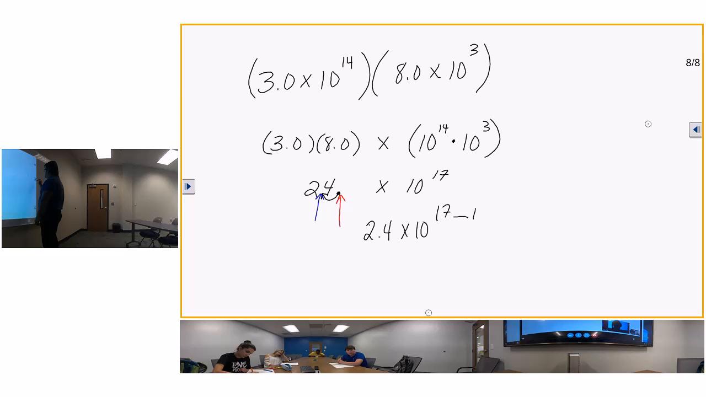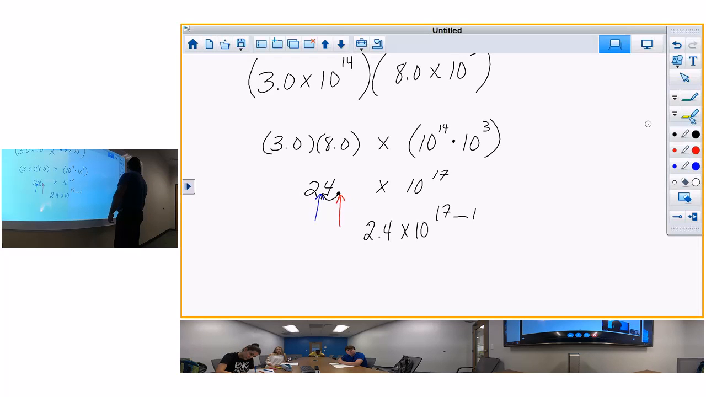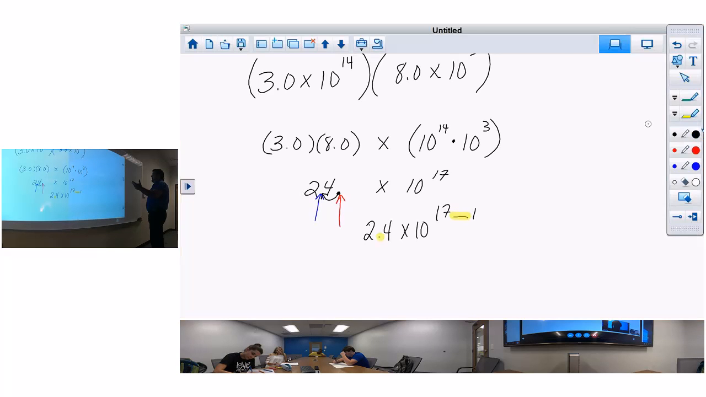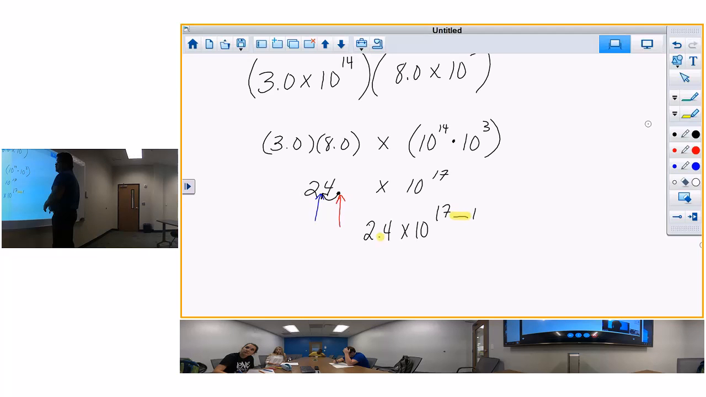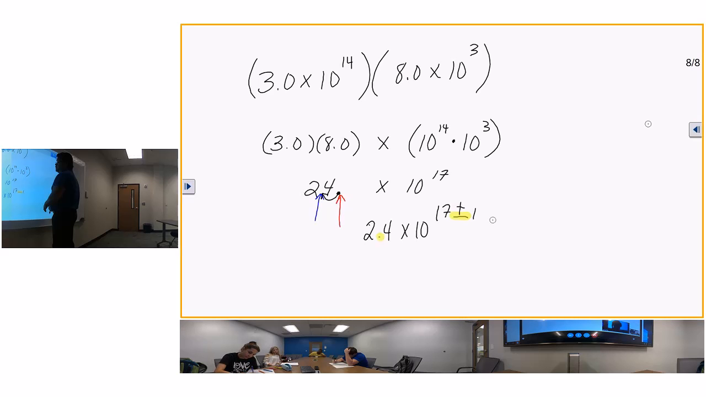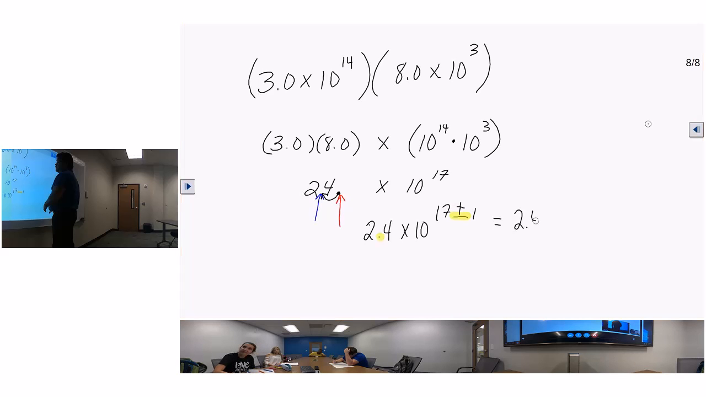Now, take my highlighter. Which way do I move this decimal in my head to get it back to the original form? To the right. Thank you for enunciating. And that is 2.4 times 10 to the 18th power.